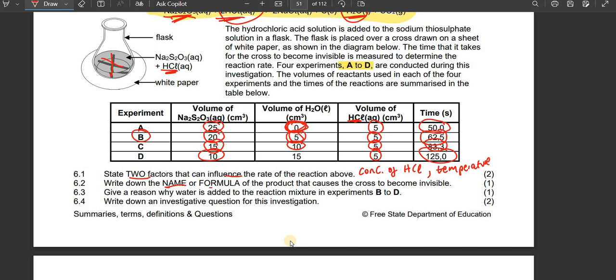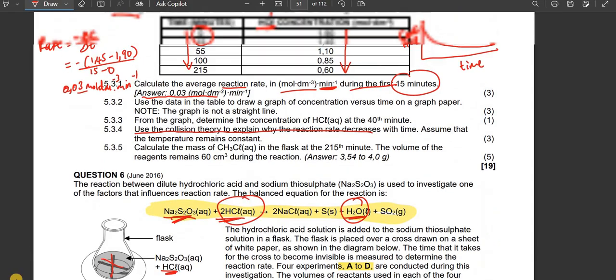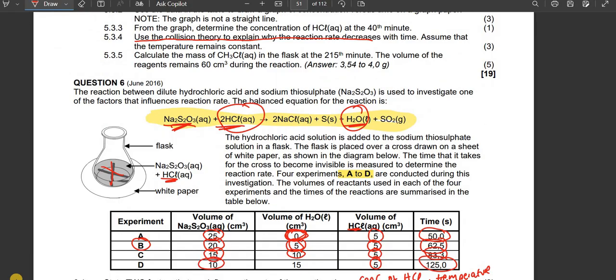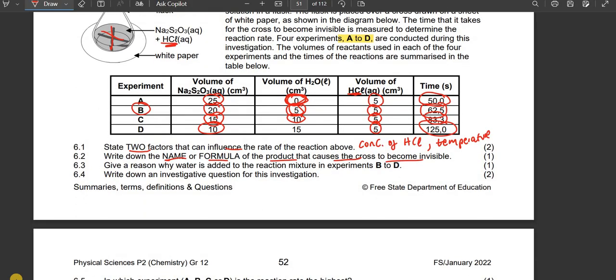Write down the name or formula of the product that causes the cross to become invisible. What causes this thing to disappear is the precipitate. And what is your precipitate? Is this solid substance, the sulfur. So here you just tell them that it is the sulfur, S.